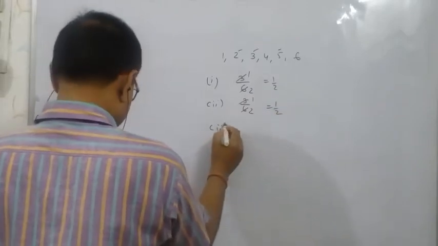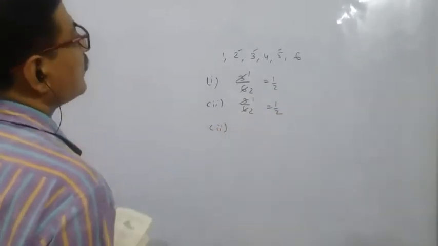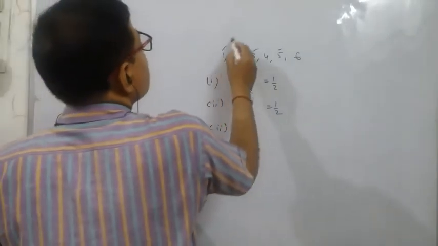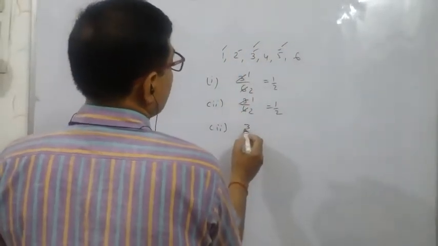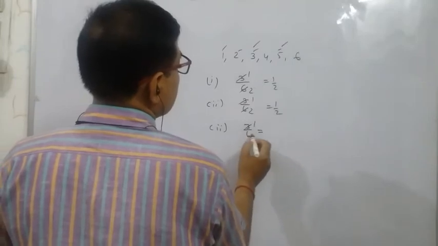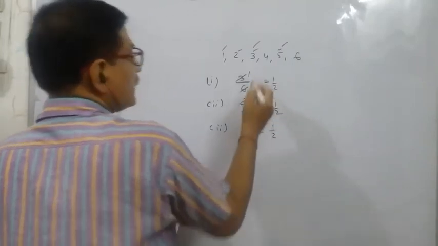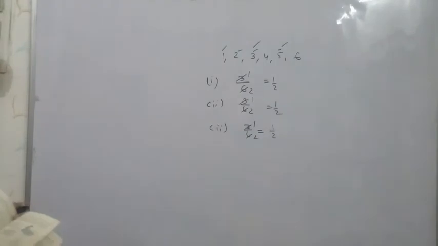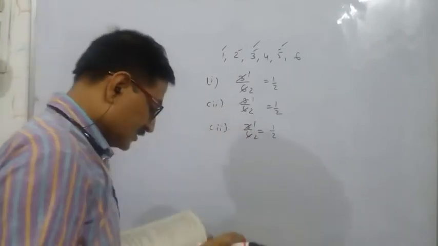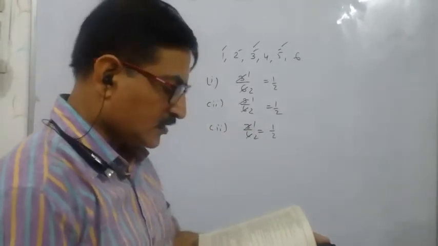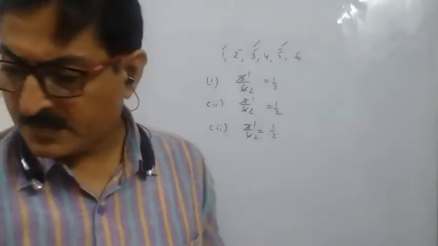Now the third part, it is saying an odd number. The odd numbers are 1, 3 and 5. 3 out of 6. Again 1 by 2 is the answer. You will see that according to the question, 1 by 2 is coming as the answer everywhere, but the conditions are different. In this way we will solve this question. Then we will solve question number 14.